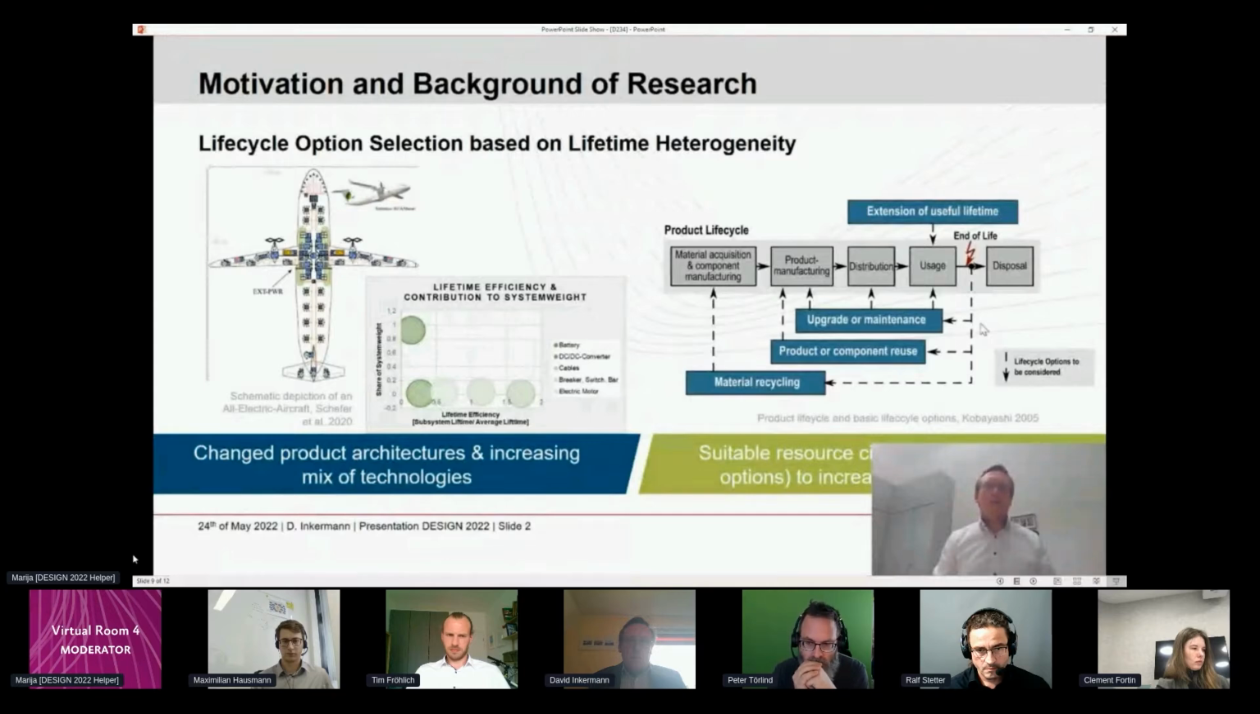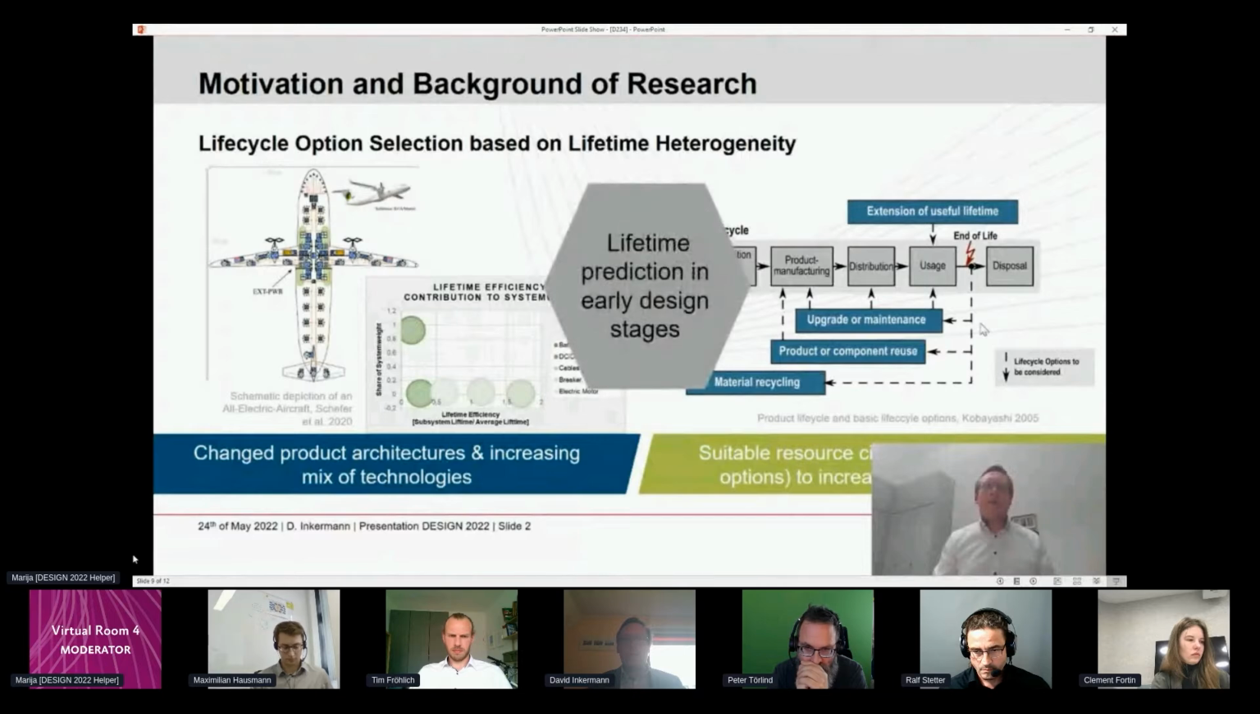on the one hand, this component is essentially contributing to the system-wide, and on the other hand, the lifetime of this battery is expected to be far lower than the other components applied in this power system. So in order to handle this lifetime heterogeneity, we have to work out specific and suitable product architectures, and therefore we have to predict the lifetime of each single component within early design stages.